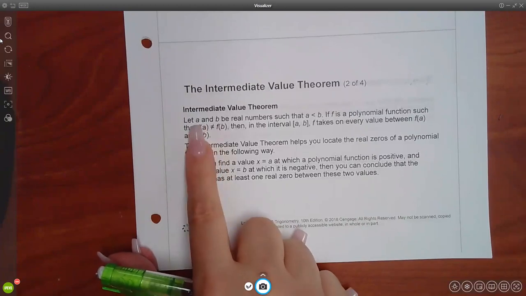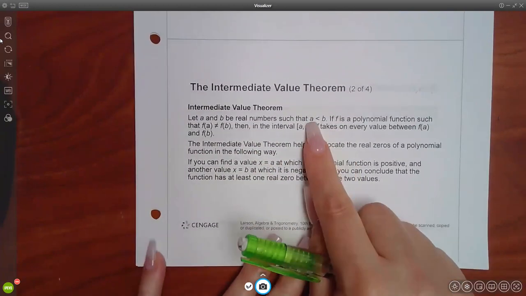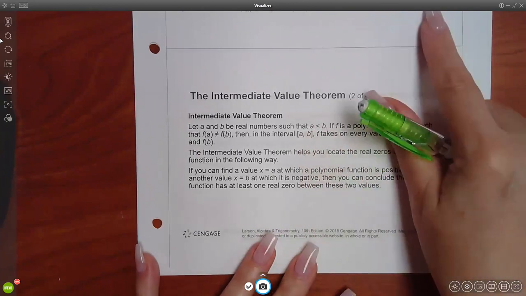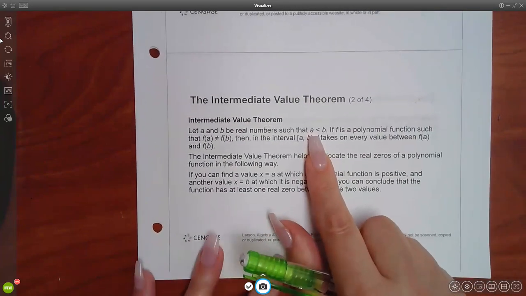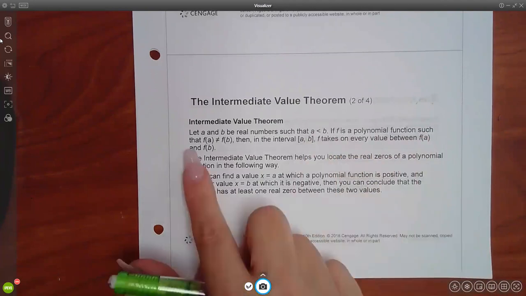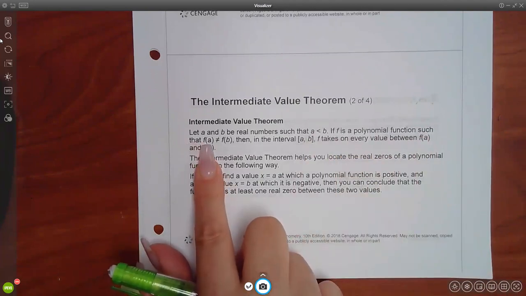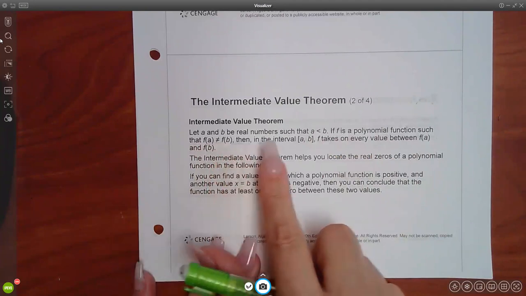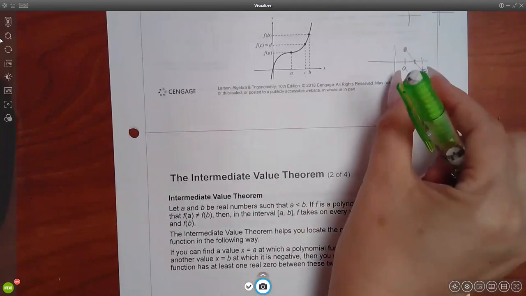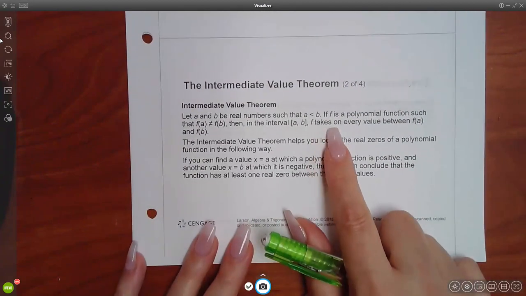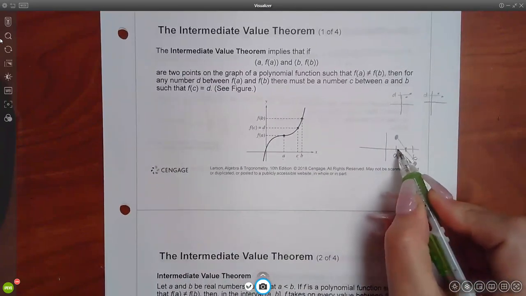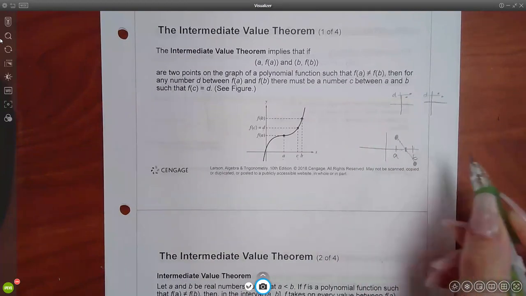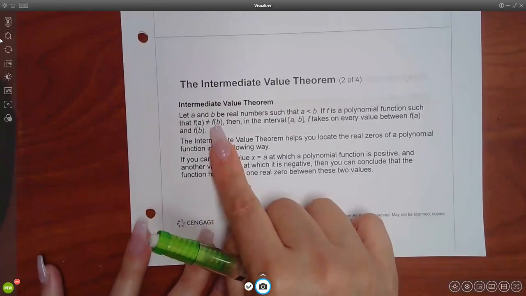So it says, let the x values a and b be real numbers, of course, so that a is less than b. All that means is that a is on the left and b is on the right in your graph, okay? That's what that means. If f is a polynomial function such that the y value for a is not the same as the y value for b, then in the interval ab, somewhere in this little section, f takes on every value between f of a and f of b. Isn't that true in between here? Don't I have a point for this x value? I have a point for that x value. I have a point for this x value, so on and so forth, right? That's all that sentence is saying.